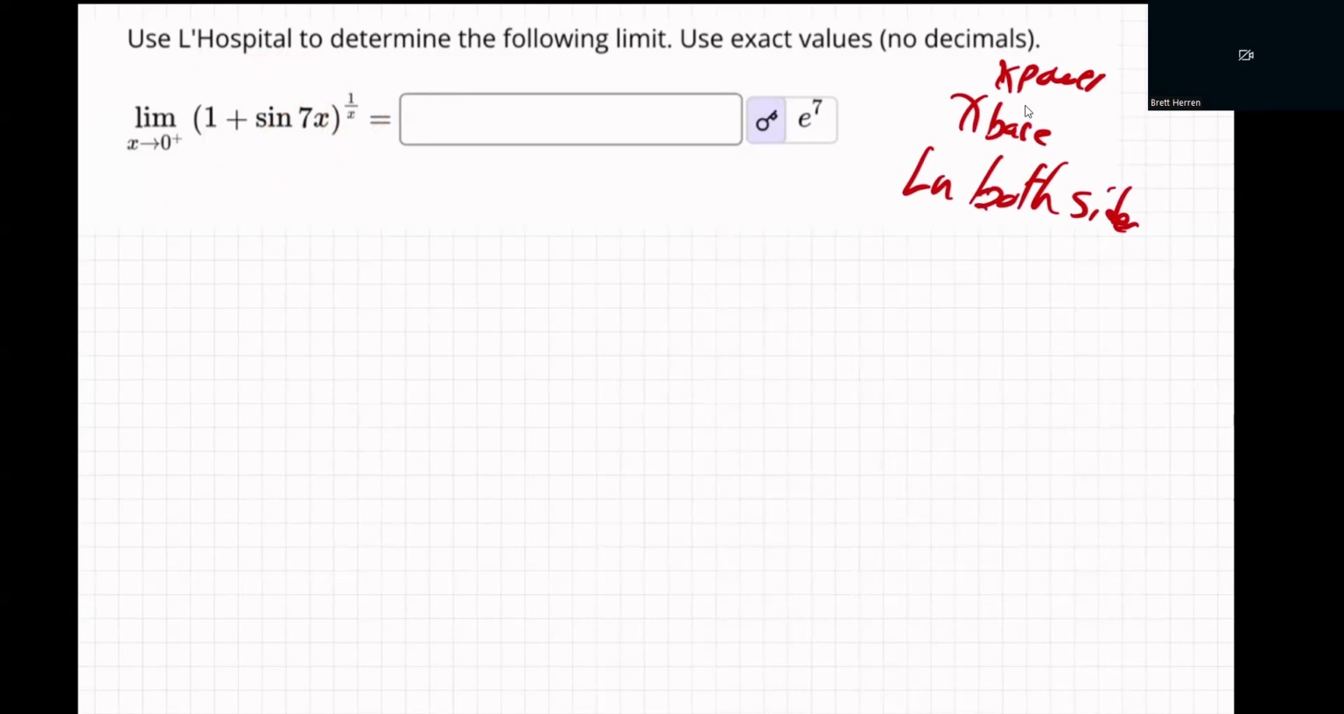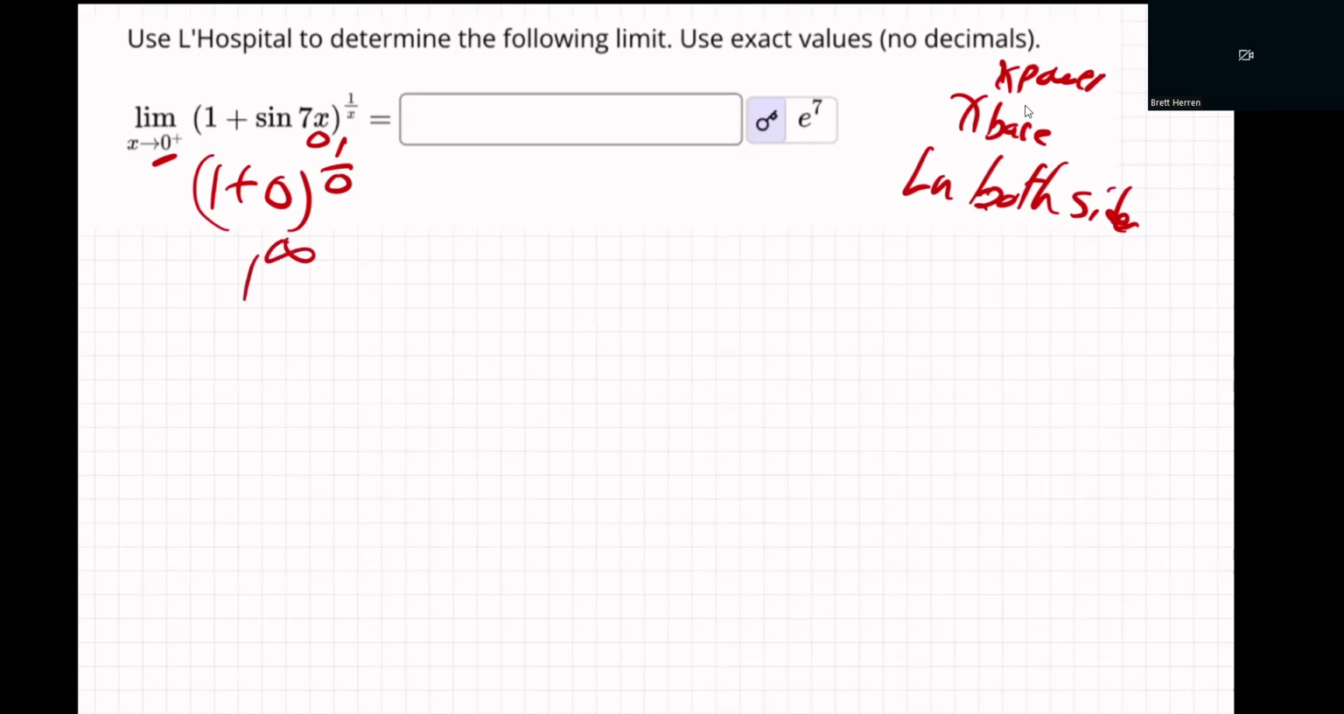So you can plug in right now if you want. It's not going to go anywhere. Plug in a zero there. We're going to zero from the right. It'd be one plus the sine of zero, which is one plus sine zero, is zero to the one over zero, right? So that's going to be one. What's one over zero? Infinity.